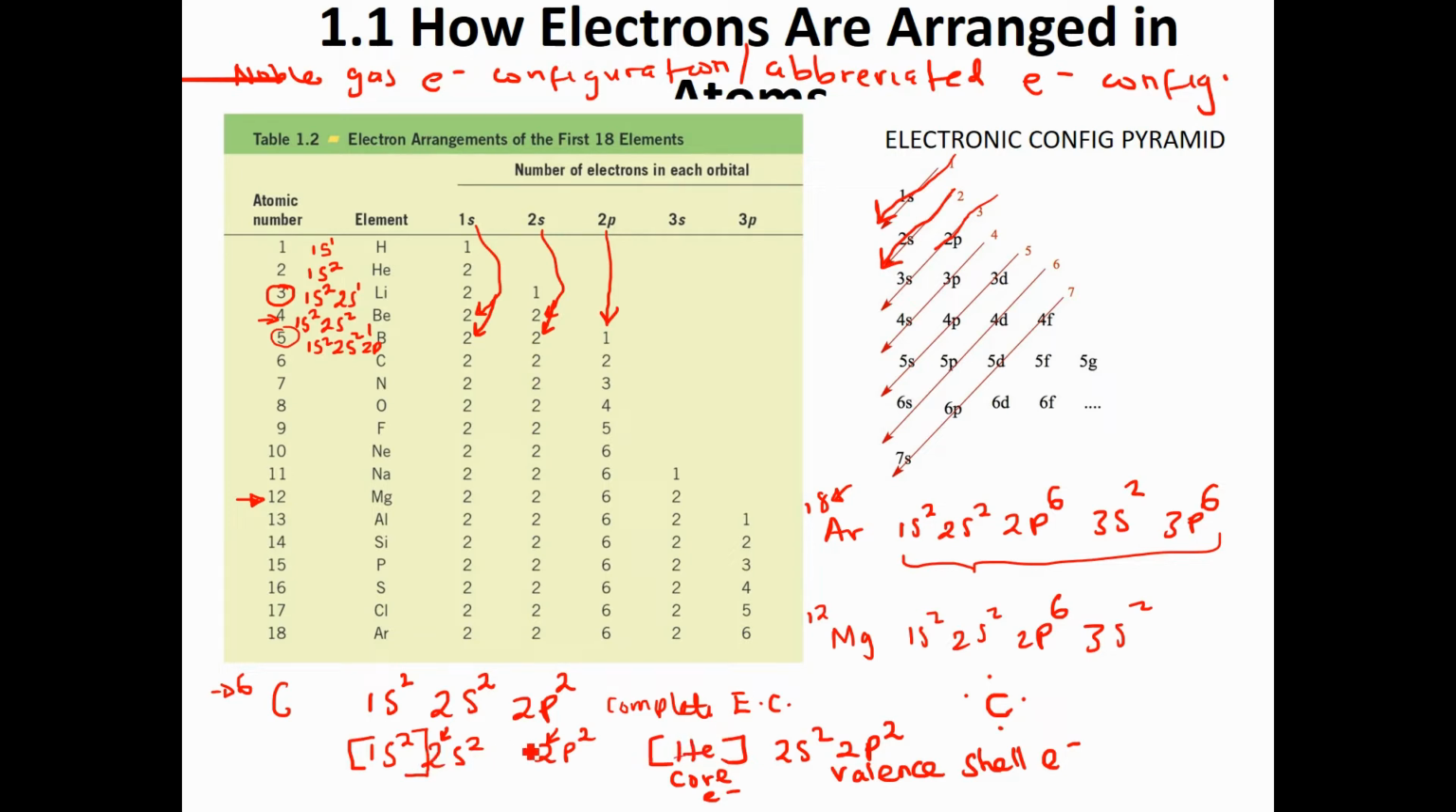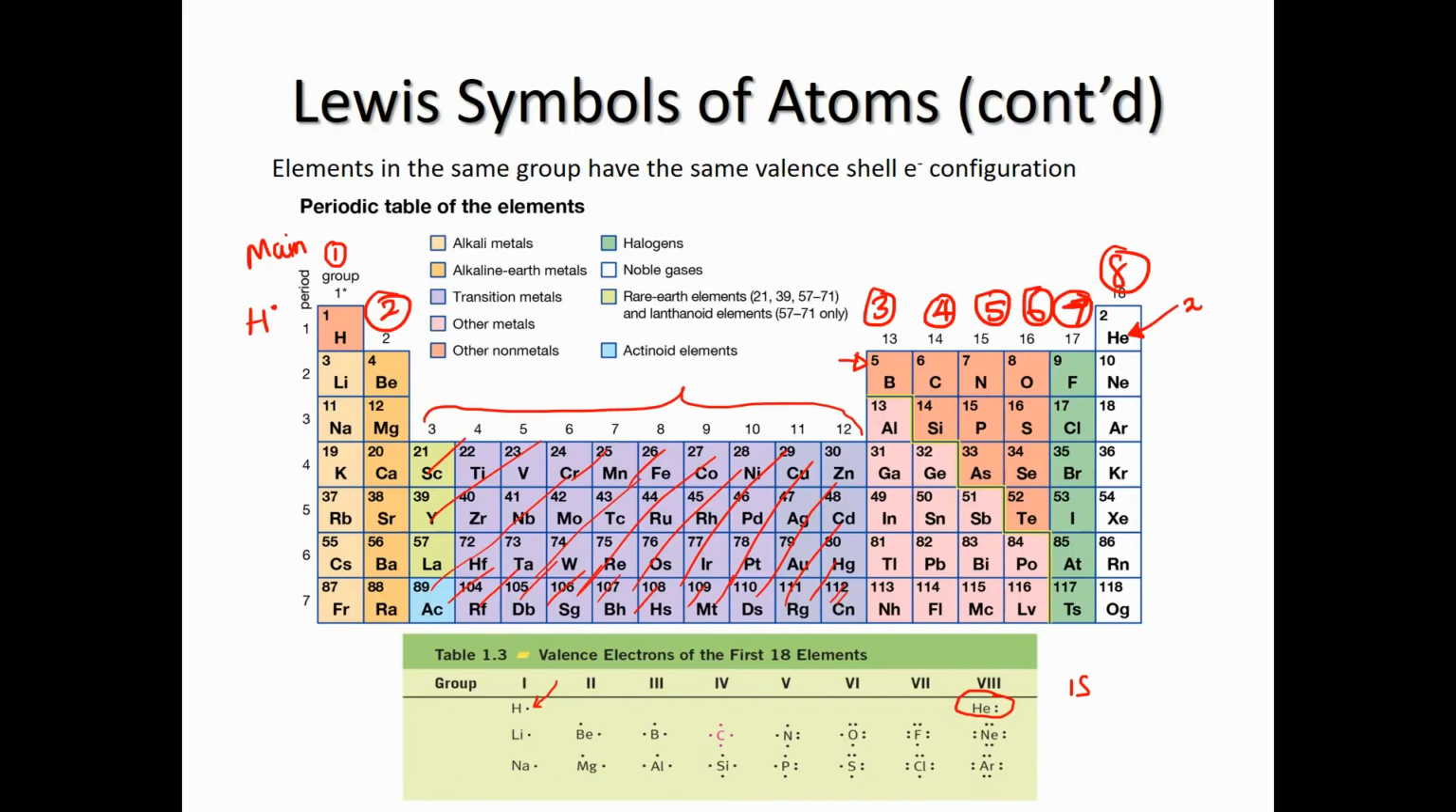Okay, let me give you the shortcut again. If you want to write the noble gas electronic configuration, which is helium in brackets 2s2 2p2 for carbon, one would just go to the periodic table and spot where carbon is. Carbon is right here. So upstairs, the immediate noble gas we have is helium.